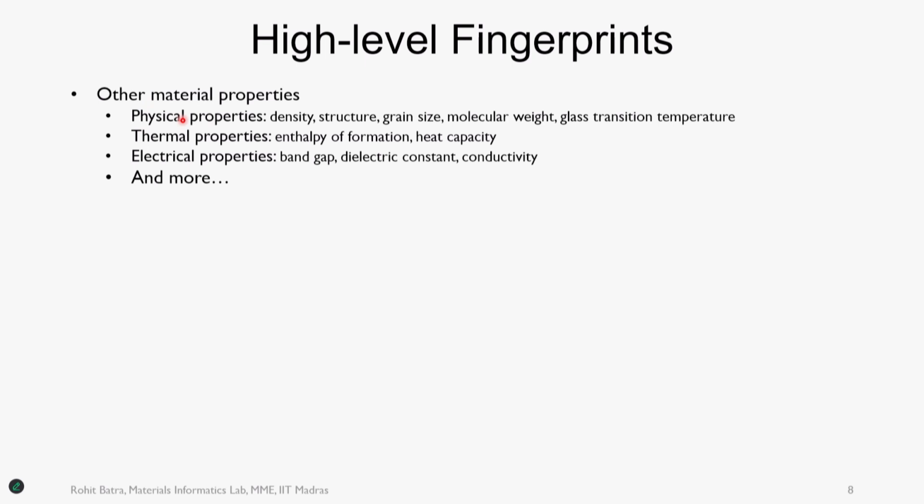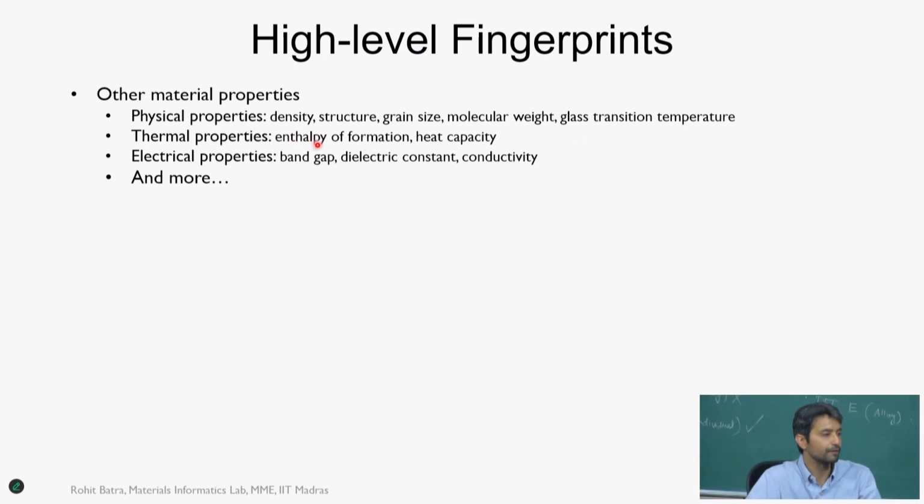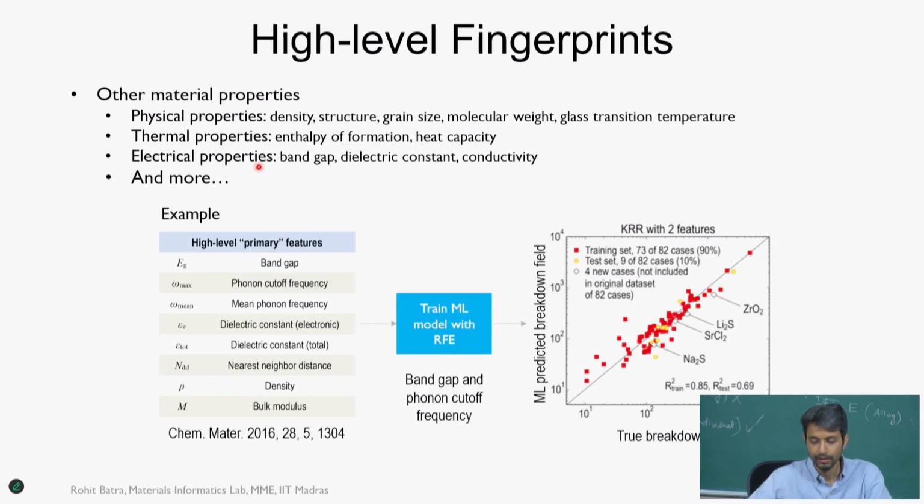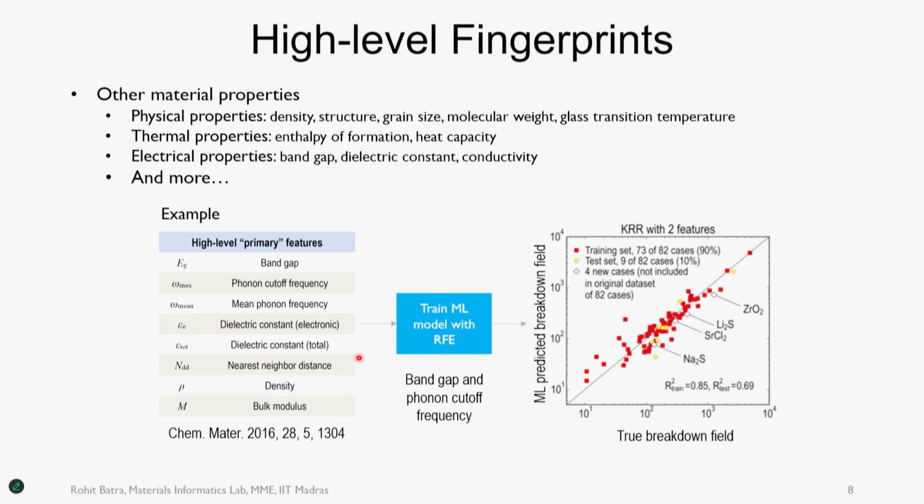Okay, so coming back, high level fingerprints, I can use different physical properties, thermal properties. So heat capacity, from different thermodynamic databases you can get this information. Electrical properties, conductivity, band gap, dielectric constant, and whatever at an elemental level you can think of, you can put that as a feature. So this is just one example I am giving.